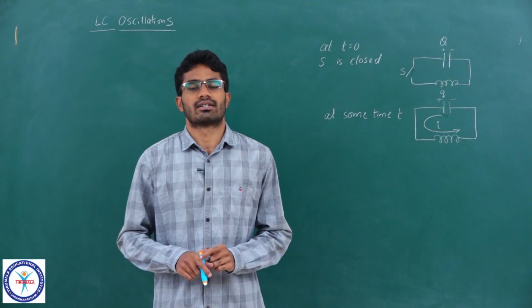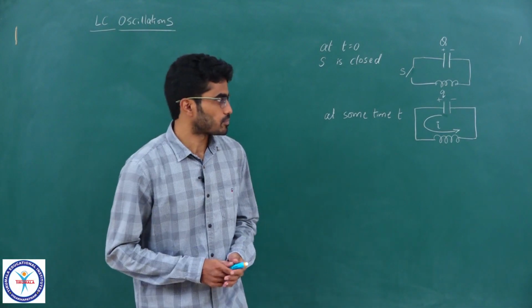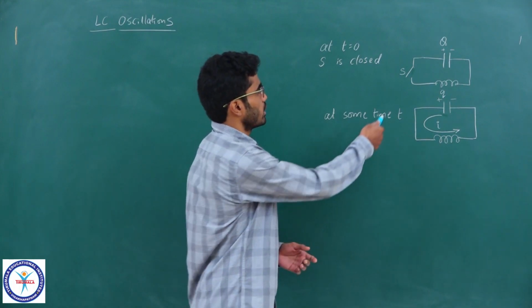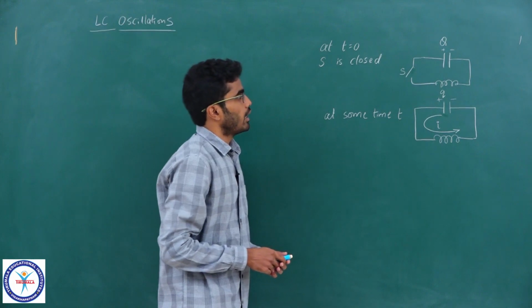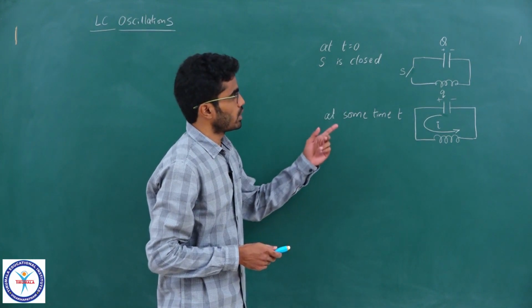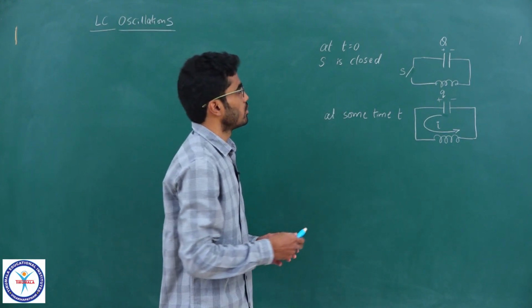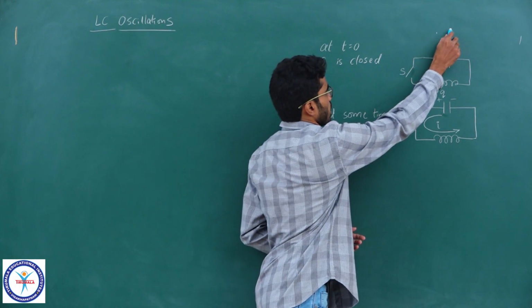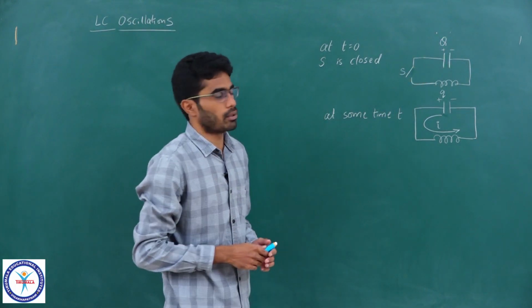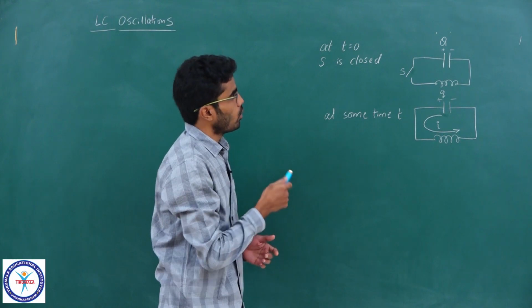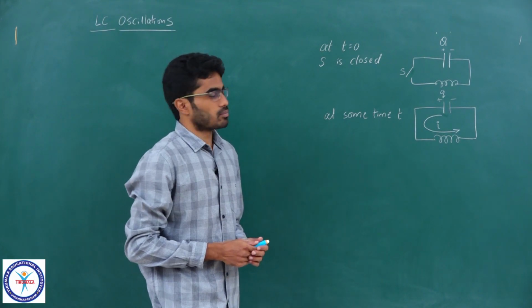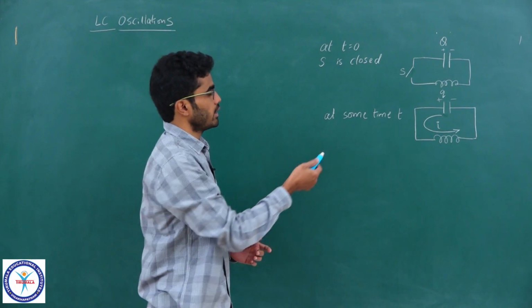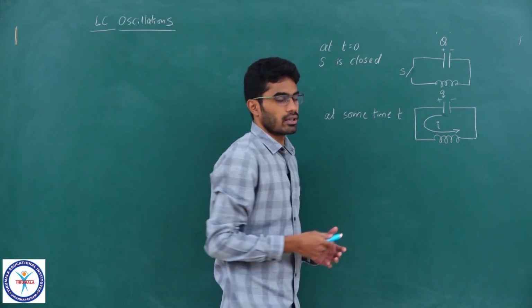Hello students, let us discuss LC oscillations. Here I have taken a circuit which includes a capacitor and an inductor, and the capacitor shown is initially charged, and the initial charge is Q, capital Q. Now at t equals 0, if the switch is closed, then a current appears within the circuit.